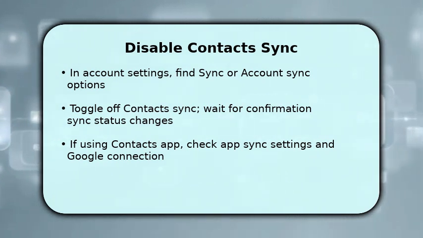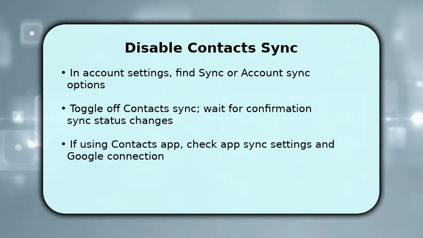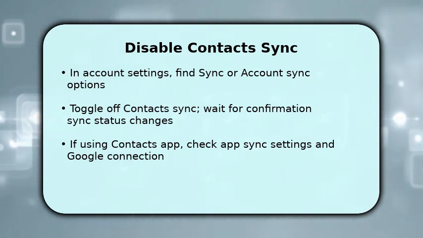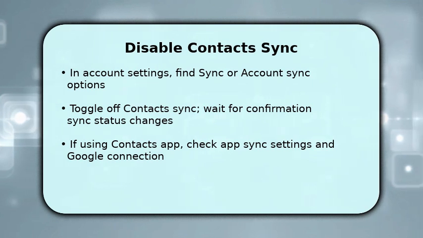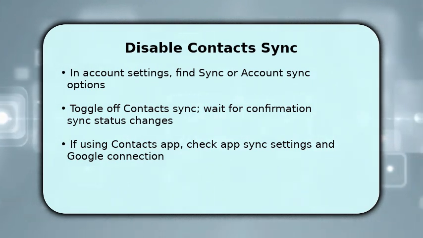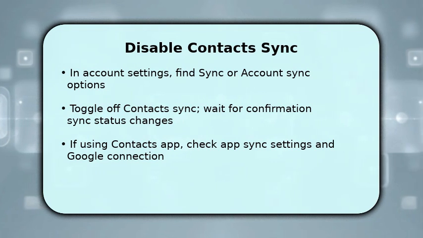If you use the Contacts app, open its account filters and deselect the Google account so contacts stop appearing. Disabling here prevents future syncs while preserving local contacts until you choose otherwise.